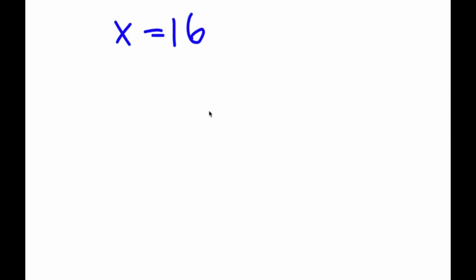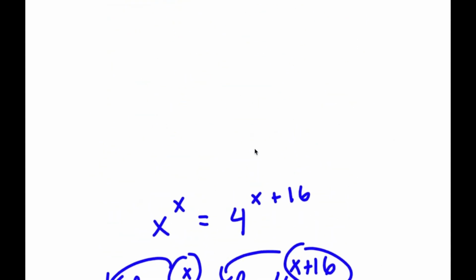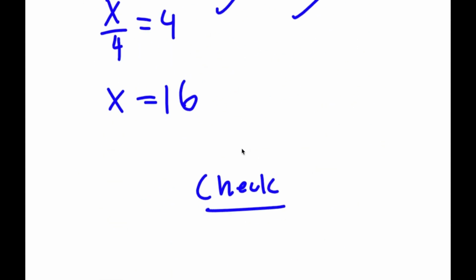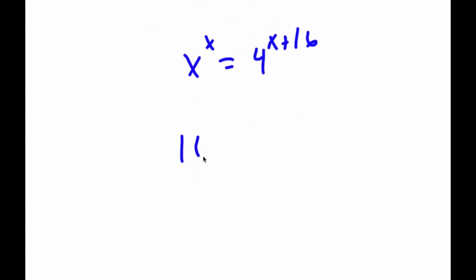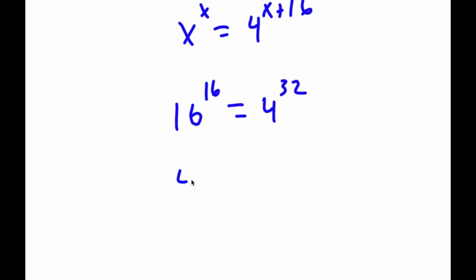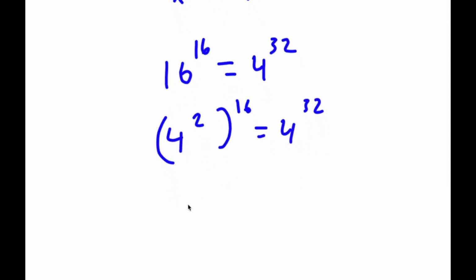method 2 to check, I have x to the power of x equals 4 to the power of x plus 16. x equals 16, so I have 16 to the power of 16 is equal to 4 to the power of 32. 16 is 4 squared, so I have 4 squared to the power of 16 is equal to 4 to the power of 32, meaning 4 to the power of 32 is equal to 4 to the power of 32.